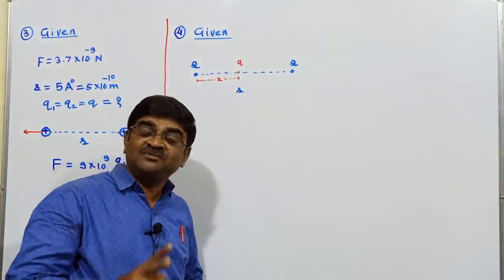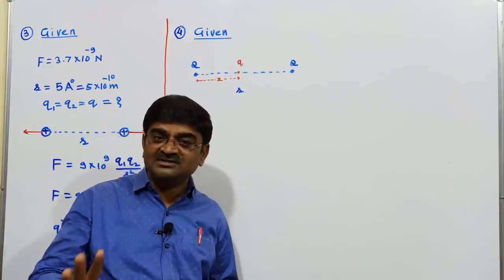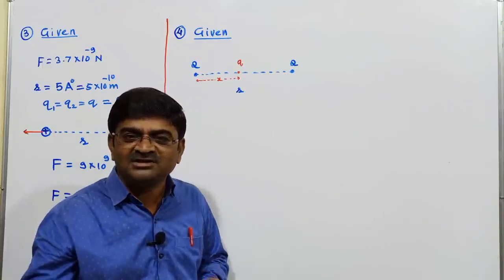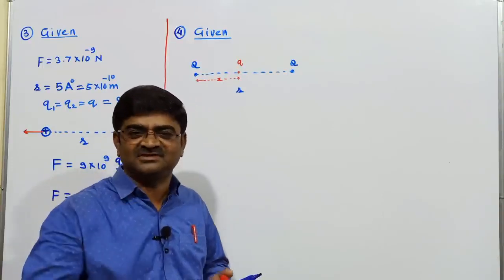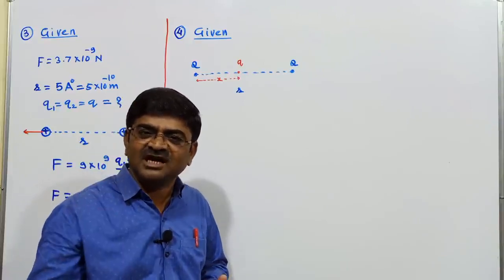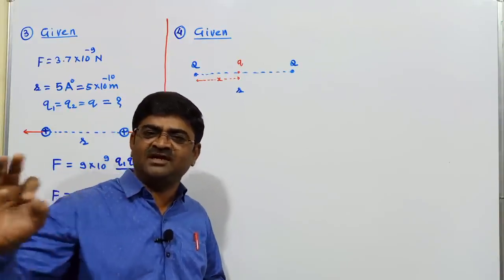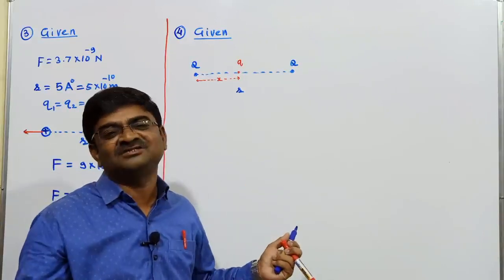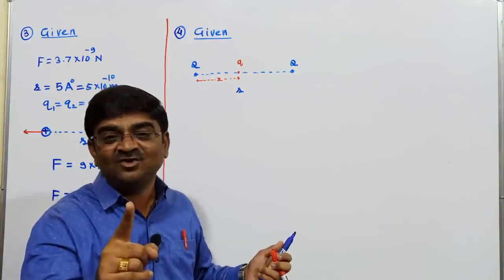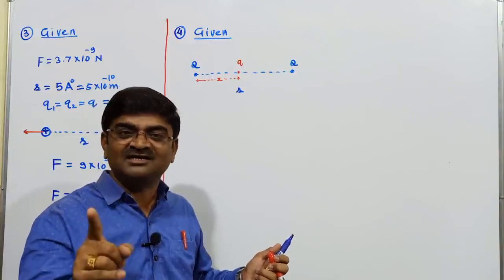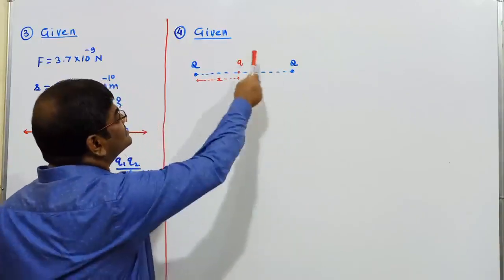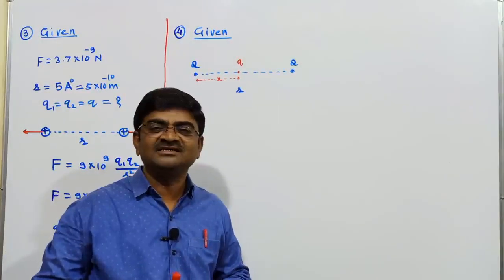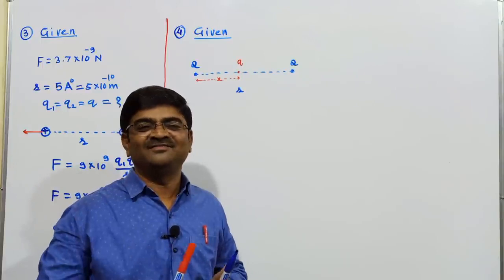So in a system of 3 charges, everybody is experiencing how many forces? 2. A system of 4 charges, everybody will experience 3 forces. A system of n charges, each of them will experience n minus 1 forces. The resultant of whatever forces they are experiencing needs to be 0 on every charge. Then the given system of charges can be said to be in equilibrium.